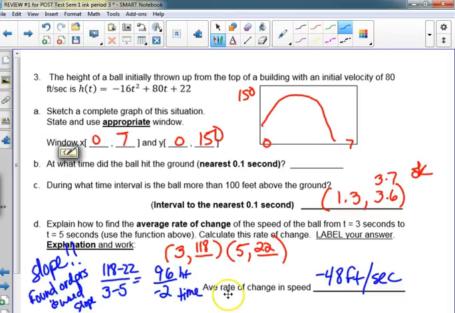Number 3D, you put a 3 into this equation, and you put a 5 into this equation, and then you find the slope between those points, the average rate of change.